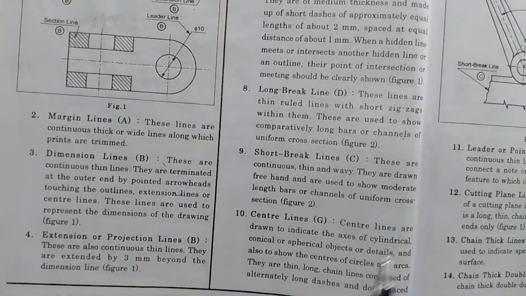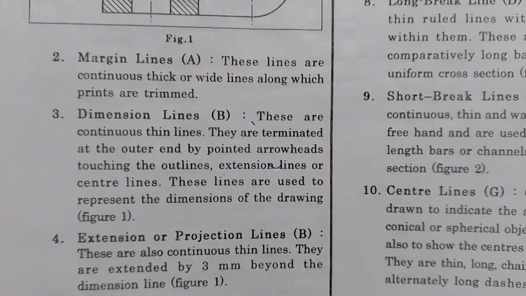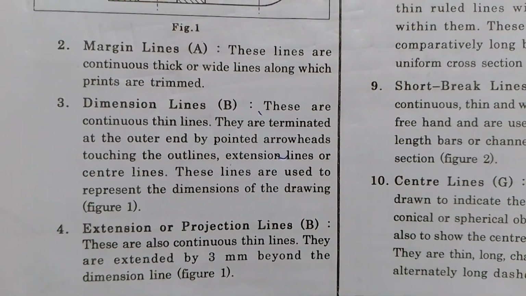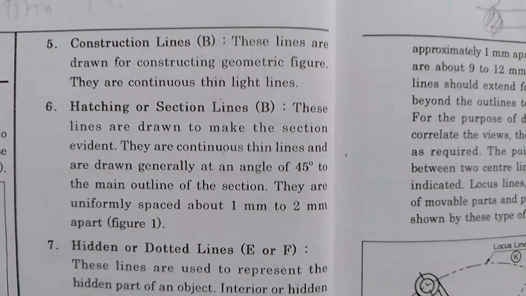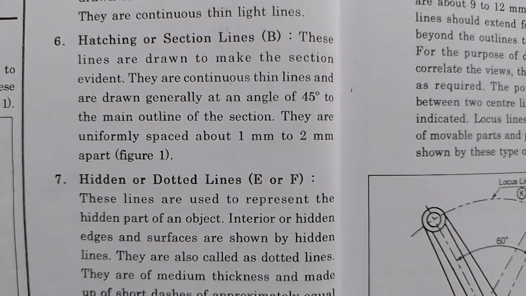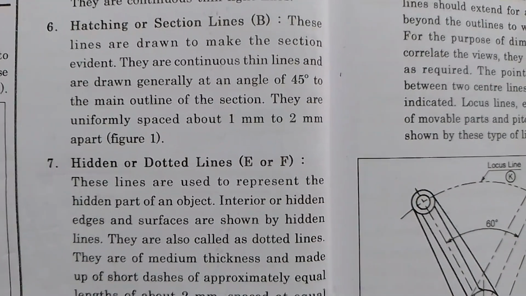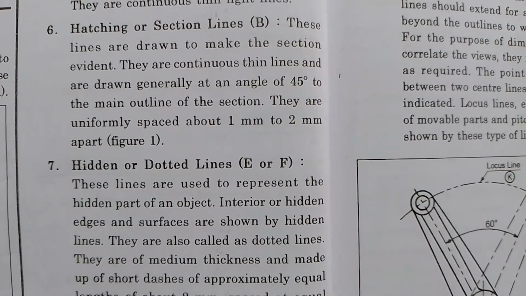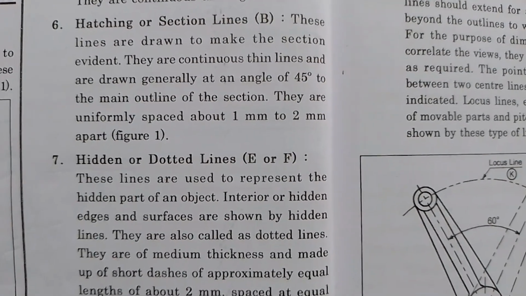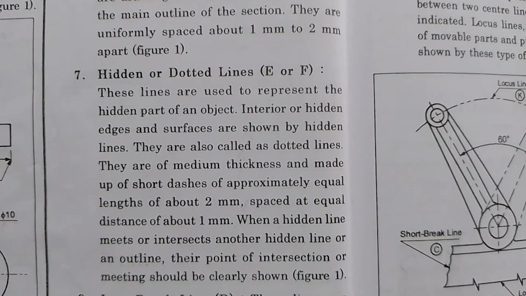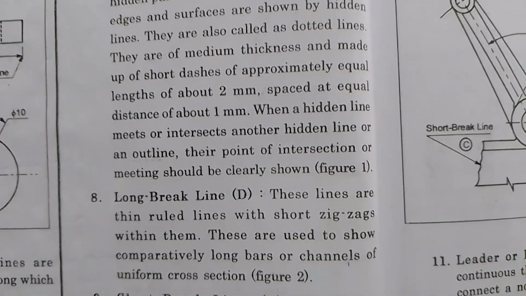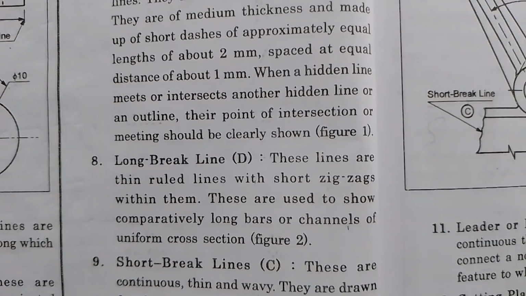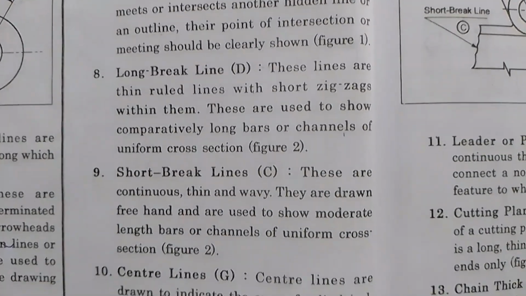So these are the margin lines, the dimension line we have already discussed, the extension line or projection line, construction lines. Again, construction lines are thin light lines, hatching lines or section lines. I have already told you, 45-degree lines, 1 to 2 mm gap, and the hidden or dotted lines, E or F type line. Long break and short break lines we have already discussed. Center line discussed.